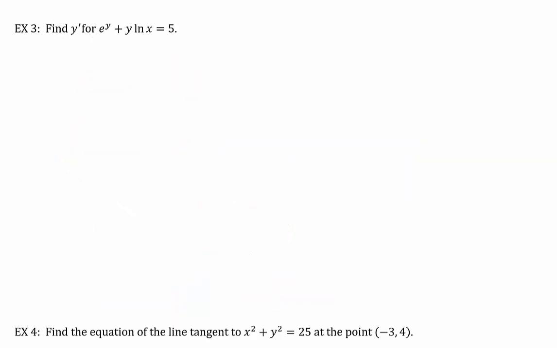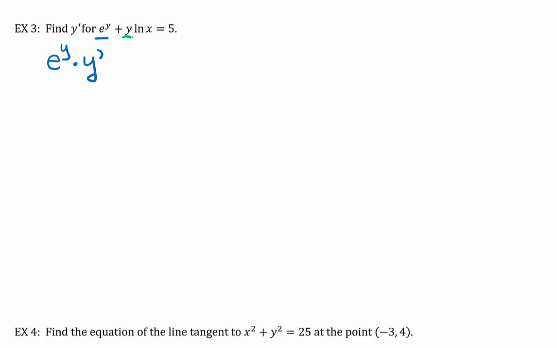All right, let's do another example that's similar. To find y prime, I'm going to take the derivative of one term at a time. So I'll start with the e to the y. The derivative of e to the y is e to the y. But then I have to multiply by y prime.